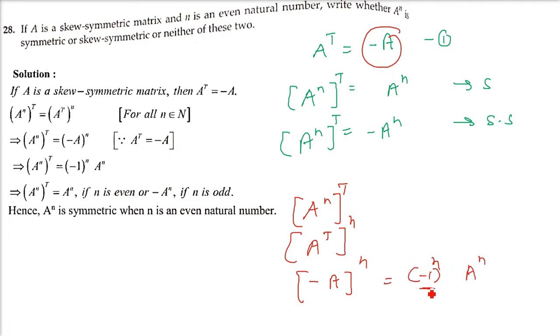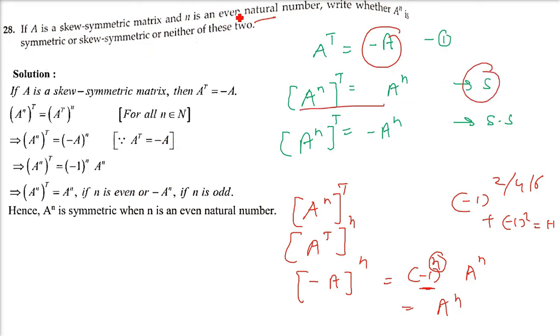See, now minus 1 to the power n, when n is an even natural number, minus 1 to the power 2, 4, 8, 16 like this, will always be positive. Minus 1 to the power 2 is what? It is plus 1. This will always be A raised n. That is only possible when this is a symmetric matrix. When n is an odd natural number, it is going to be skew symmetric because always negative 1 will come.